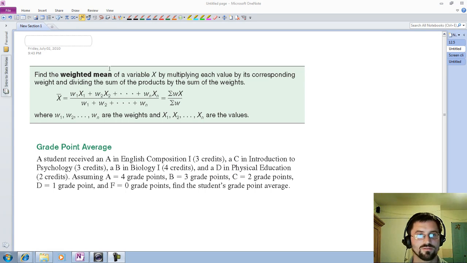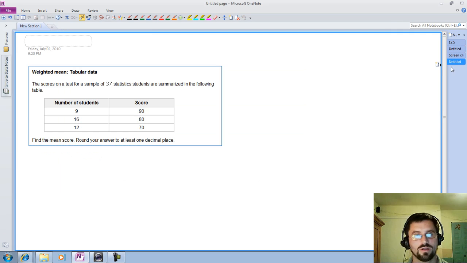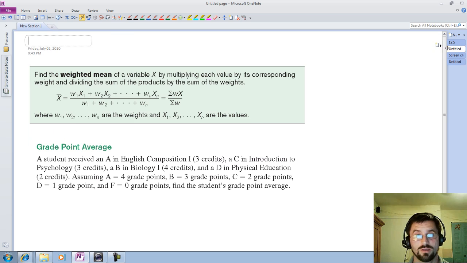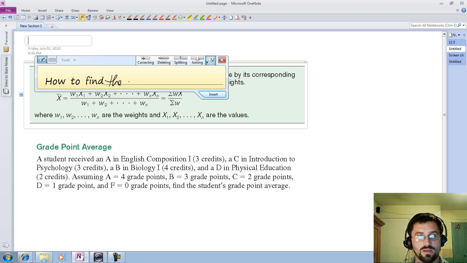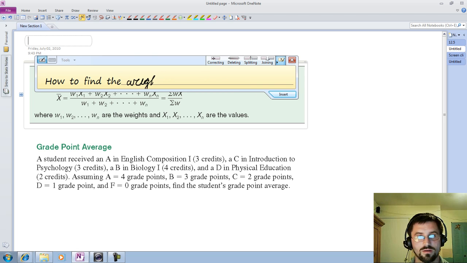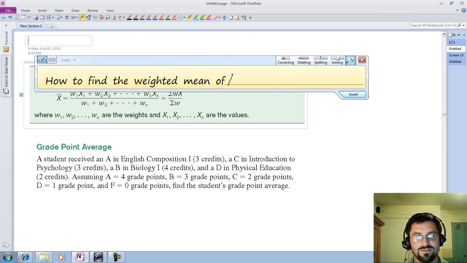Alright, this is Ken Roosevelt, and we're going to talk about weighted mean of tabular data. Specifically, how to find the weighted mean of tabular data.